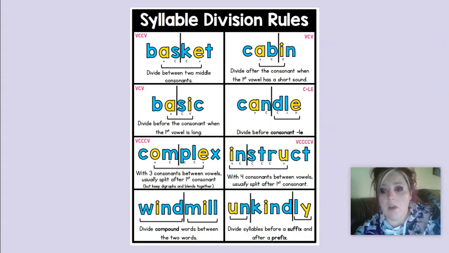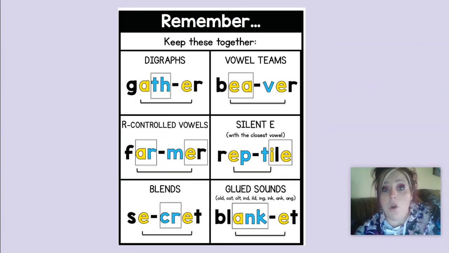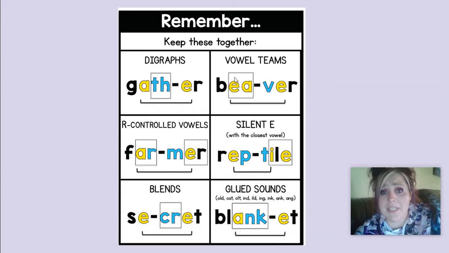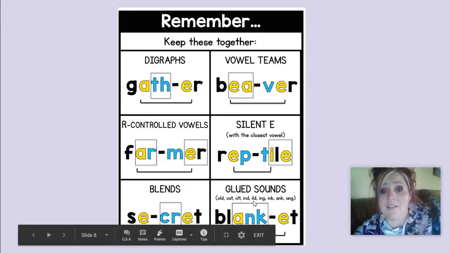So we start at the top and we work our way through to more complex words that we don't know how to do. Okay, remember, I show this to you all the time. You even get this as a little mini anchor chart. These things have to stay together. These are mastery skills that we build upon. So we first learned our digraphs and then we learned about our blends. We worked our way through these, but these have to stay together. So when we're dividing our syllables up, we can't break up our digraphs. So our digraphs, these stay together. We can't split it up here. Our vowel teams stay together. We can't split these up. We keep our bossy R controlled vowels together. Same with our silent E, our blends, and our glued sounds.